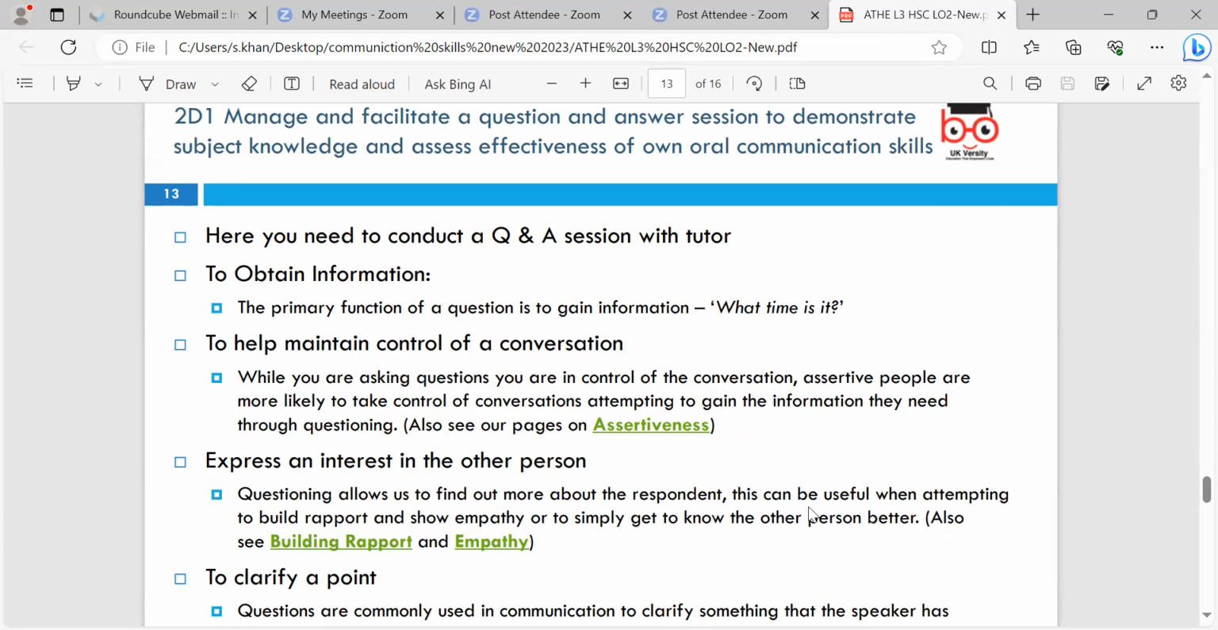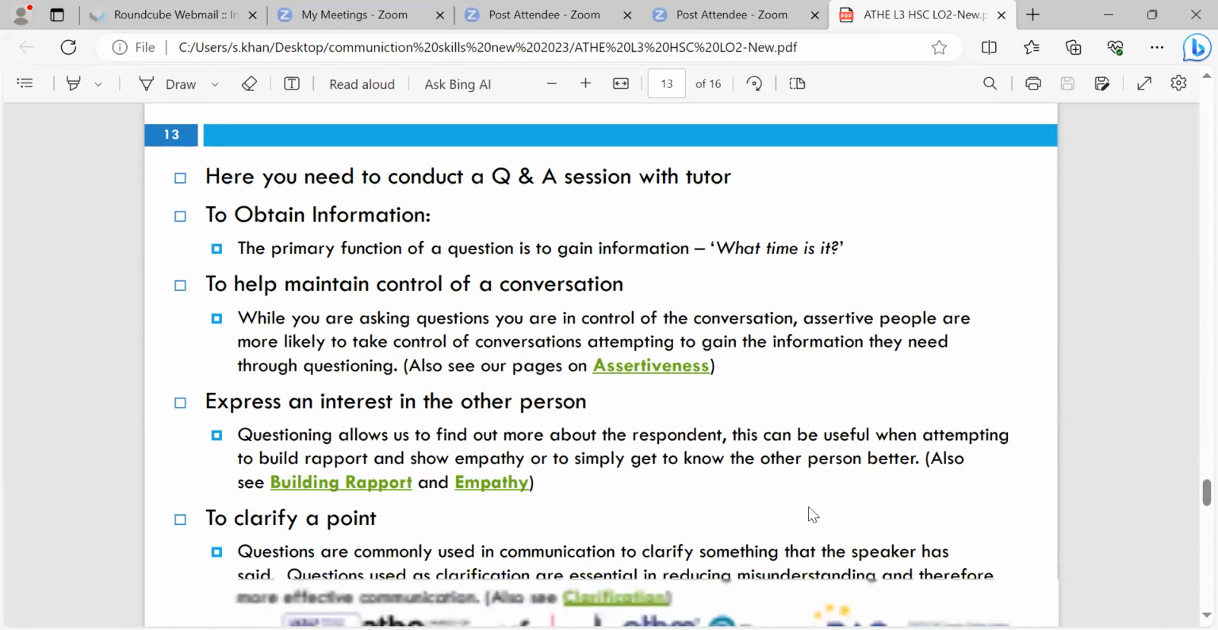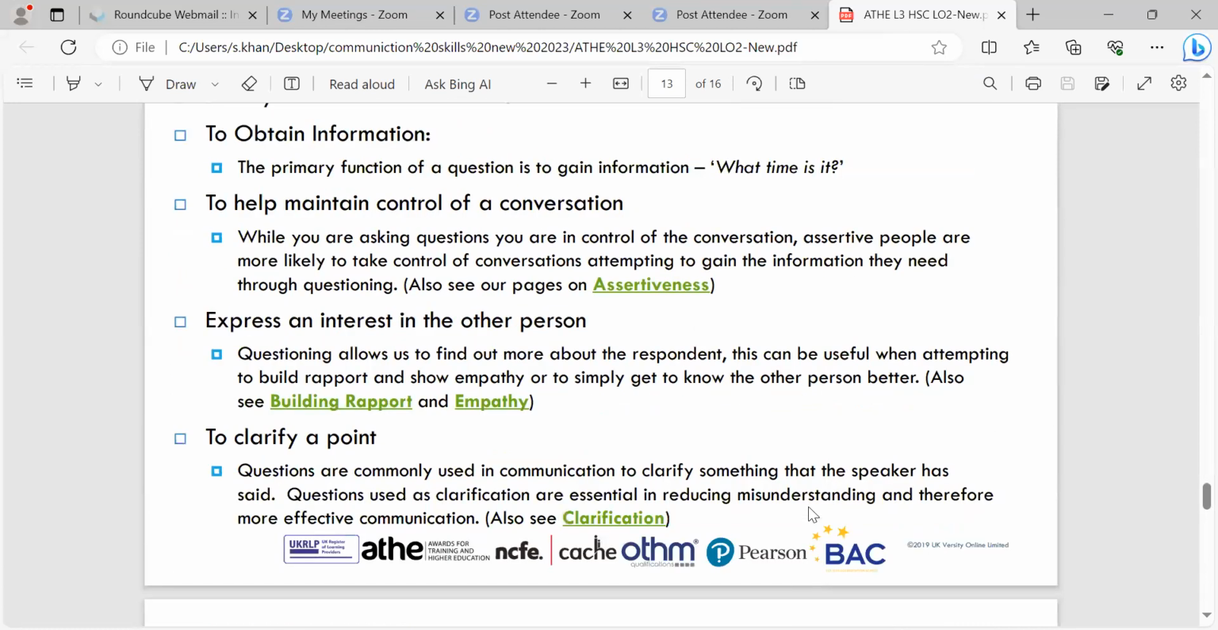Assertive people are more likely to take control of conversations, attempting to gain the information they need through questioning. Also, see our pages on assertiveness on Moodle. Express an interest in the other person. Questioning allows us to find out more about the respondent. This can be useful when attempting to build rapport and show empathy, or to simply get to know the other person. Also look at the handout on building rapport and empathy. To clarify a point: questions are commonly used in communication to clarify something that the speaker said. Questions used as clarification are essential in reducing misunderstanding, and therefore make communication more effective.